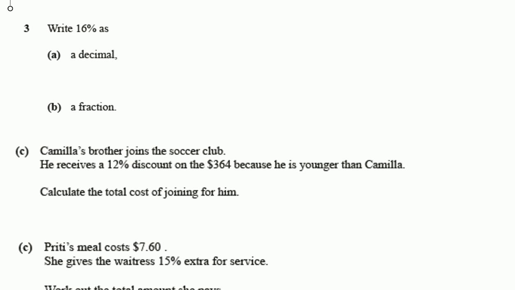16% as a decimal. Well, once again, if I take that percentage sign to mean divide by 100, 16 divided by 100 into my calculator is going to come out as 4 over 25. If I convert that to a decimal, that comes out as 0.16. And of course, I already have my answer to the next part of the question. Write it as a fraction. That's 4 out of 25.